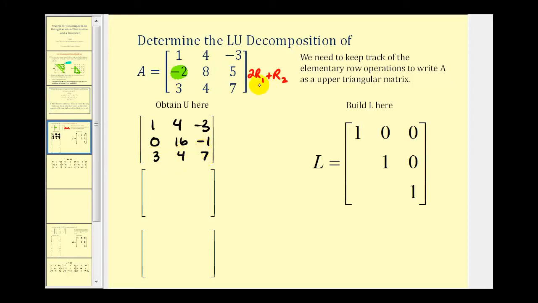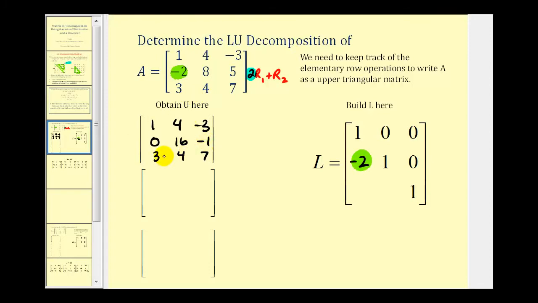Now to perform this row operation, our multiplier was this positive 2. This positive 2 helped us to obtain a 0 in row 2, column 1 of this matrix. Well, if we look at our lower triangular matrix, here's row 2, column 1. This element is going to be the opposite of our multiplier. Well, the opposite of positive 2 is negative 2. This is how we're going to build our lower triangular matrix. We'll always use the opposite of the multiplier used to obtain the 0 in the specific position.